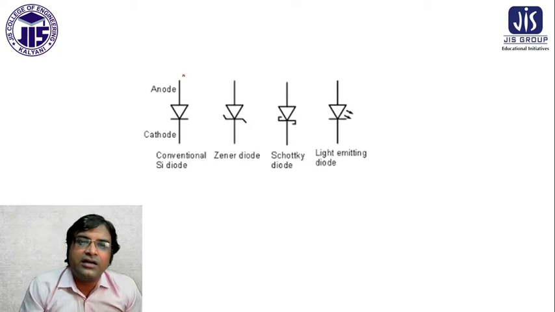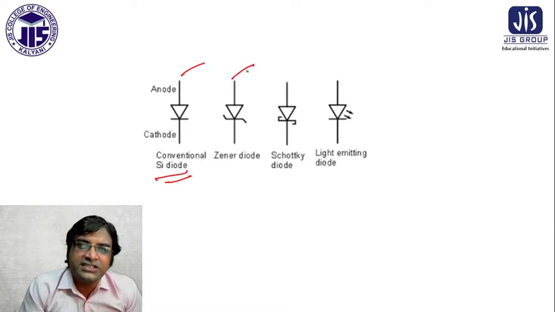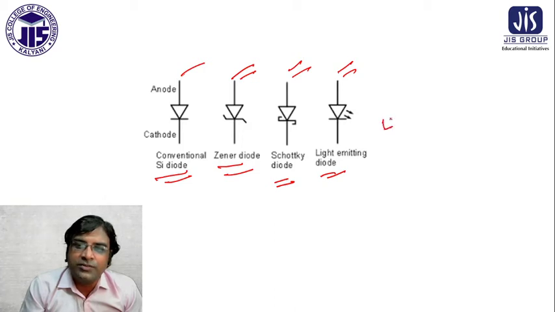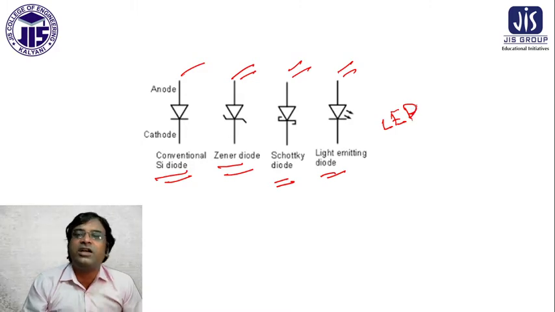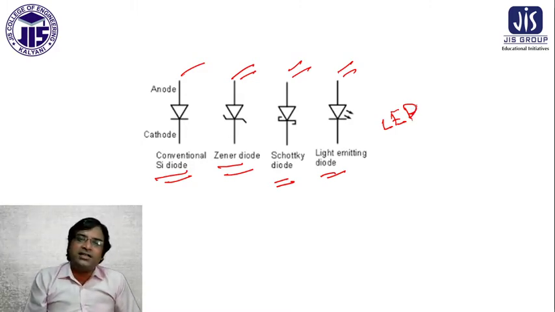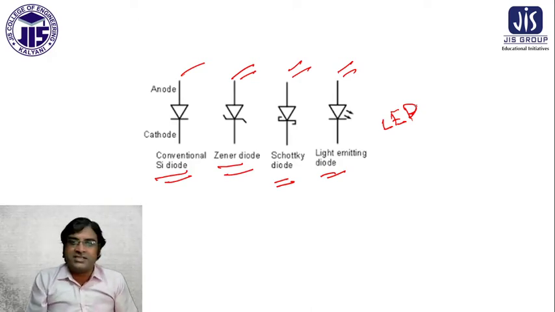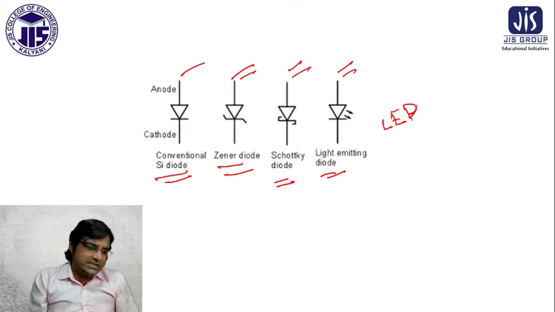That is the conventional silicon diode. That is the Zener diode representation. That is the Schottky diode. That is the light emitting diode, which is basically the LED, which we use specifically. So these are the different kinds. Apart from this, there are several other types of diodes, such as the Gunn diode. But generally, these are the diodes that are very important for you to know.